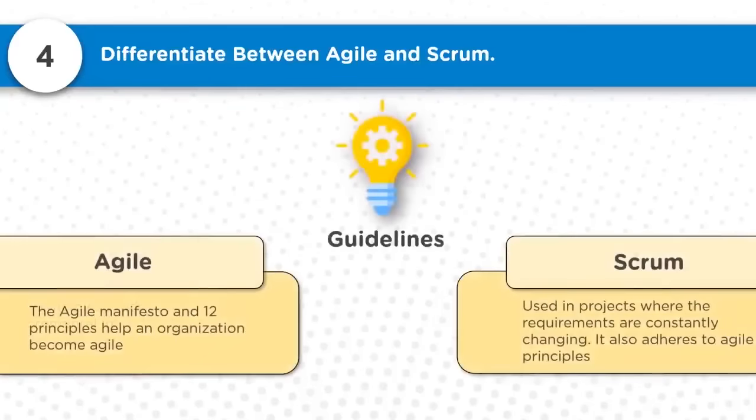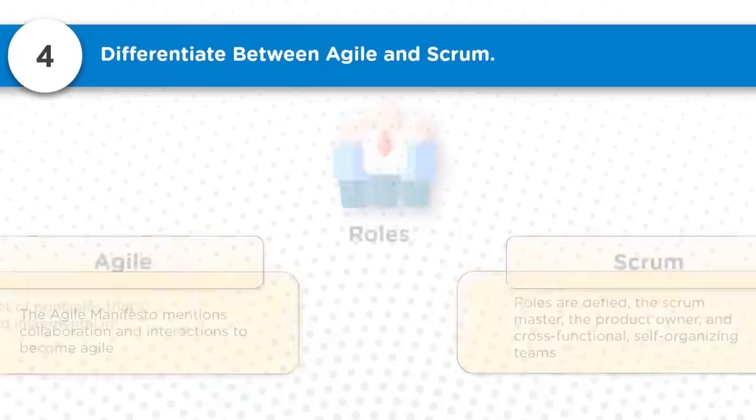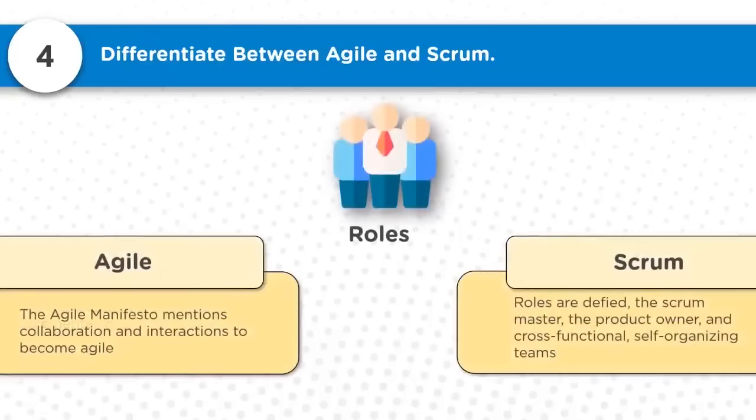So further, if you look at the Agile Manifesto and 12 principles, they act as guidelines to become Agile. There is something called the Agile Manifesto, 4 points, which clearly articulates what needs to be focused on to become Agile. And that is supported through the 12 principles which guide. So Scrum is used in projects where requirements are constantly changing, meaning I want to become agile, so I adopt Scrum. This definitely has to align to the Agile Manifesto and take the guidelines mentioned in the 12 principles of the Agile Manifesto.